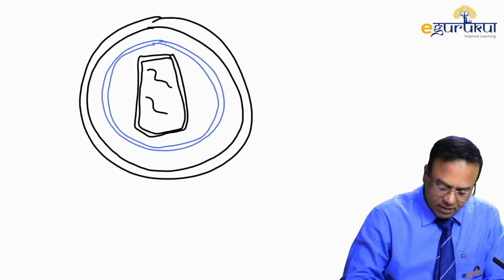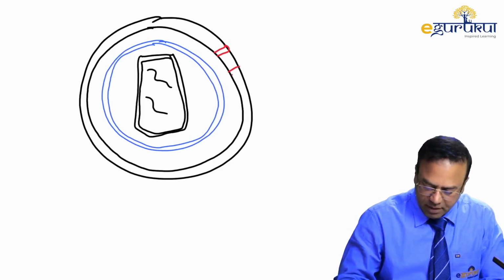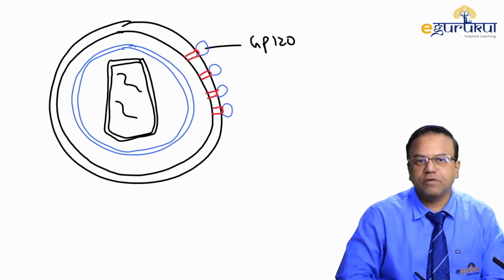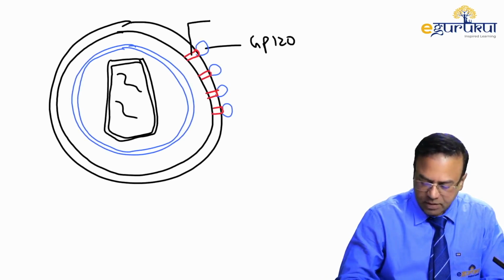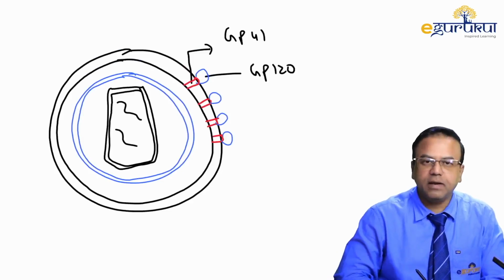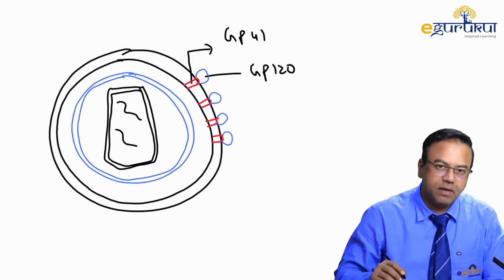So if you look at the hallmark features of this virus, in its structure you will see that there's a transmembrane pedicle which is attached to a surface spike protein. This surface spike protein is referred to as GP120. The transmembrane pedicle is referred to as GP41. The spike protein is GP120.